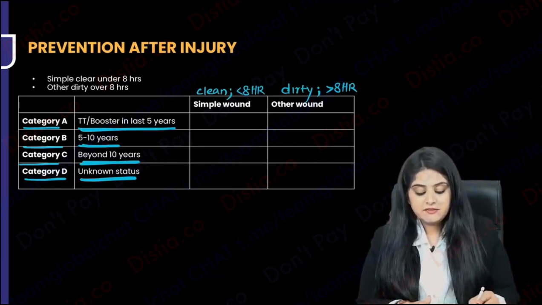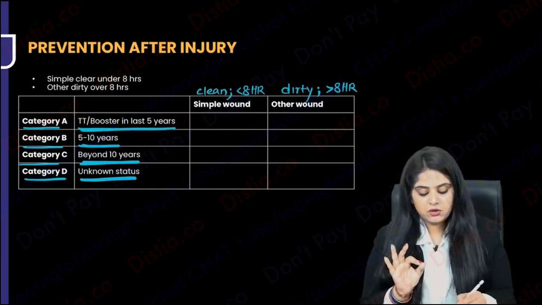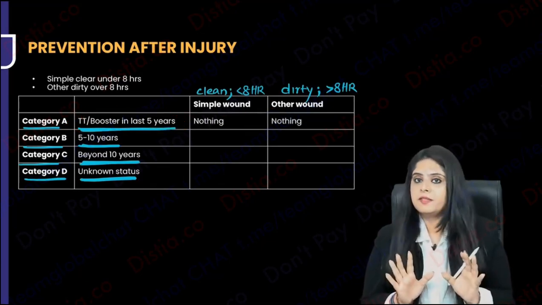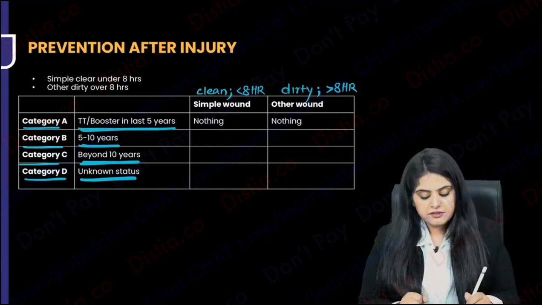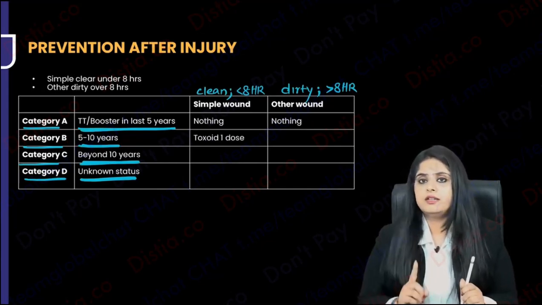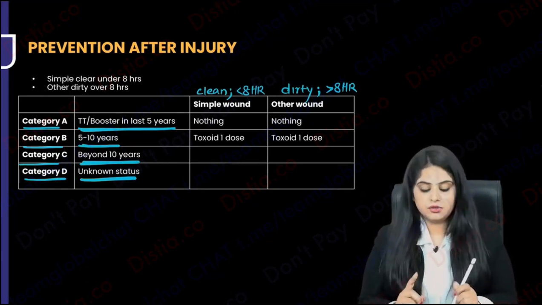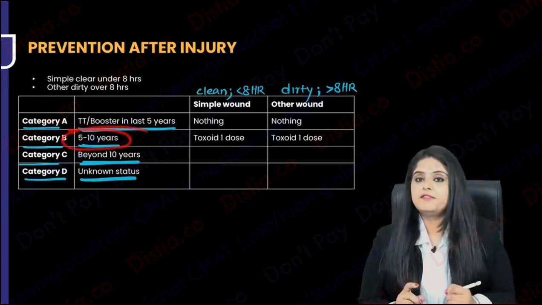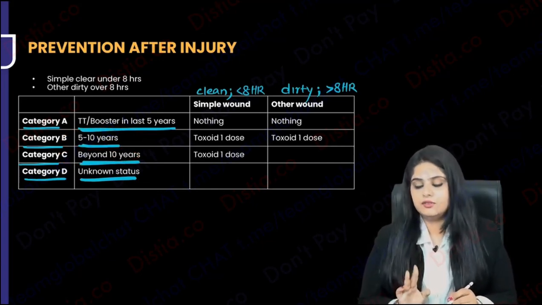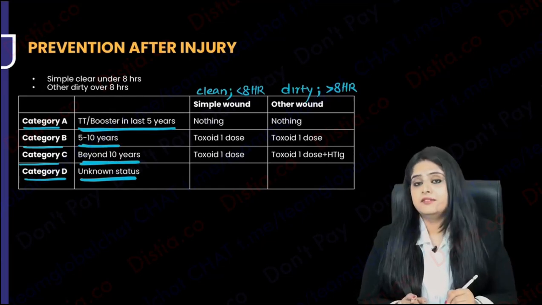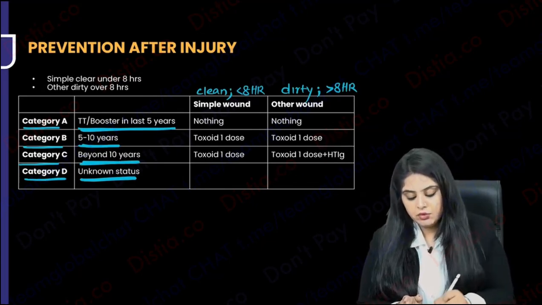If a person has received a booster or a TT in 5 years, irrespective of whether it is a simple or a complex wound, you basically have to do nothing. ठीक है? However, if there is 5 to 10 years, category B में है, if it is a simple wound, you give 1 tetanus toxoid का dose. If it is a complicated wound or other wound, you give 1 tetanus toxoid का dose. So that is if the person is falling under the 5 to 10 years. Beyond 10 years में क्या करोगे? Simple wound, again 1 tetanus toxoid. And if it is above that, if it is complicated, you will have to add immunoglobulin over here.